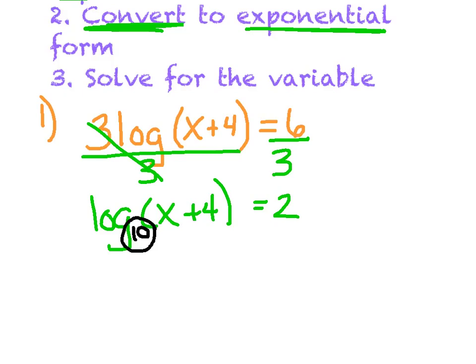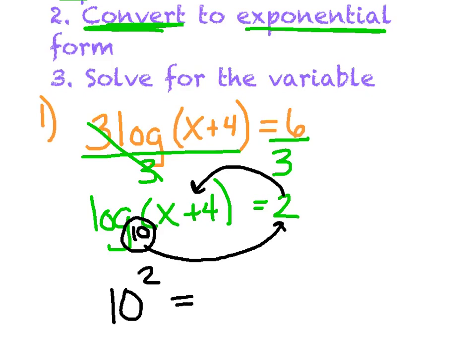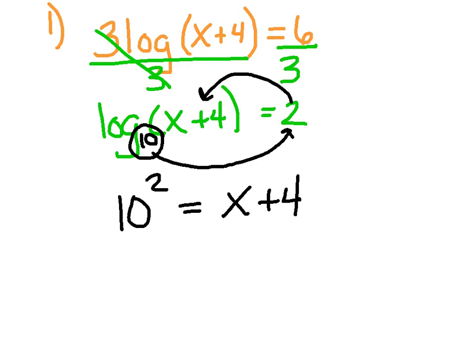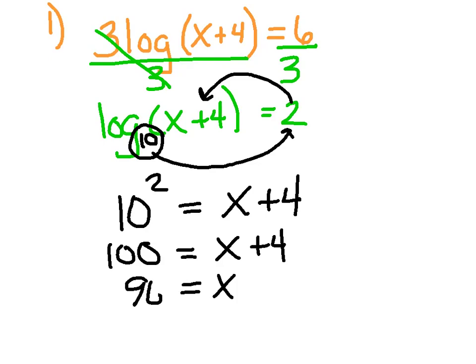Start by circling your base. You're always going to start there. You're going outside and then inside here. So we're going to say this is 10 squared equals the x plus 4. Okay, hopefully that's a little review for you there. Now at this point, we're just going to do some basic math here and solve for x. 10 squared is 100 equals x plus 4, so x equals 96.